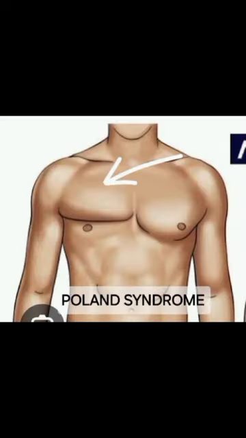Now let us discuss the clinical anatomy of the pectoral region. The first one is Poland syndrome. It is a birth defect or a congenital disease characterized by the underdevelopment of the pectoralis major muscle. In some cases, there may also be short ribs, less fat, and an underdeveloped breast and nipple on the same side as the defect, as you can see in the diagram. But typically, the right side is involved more.